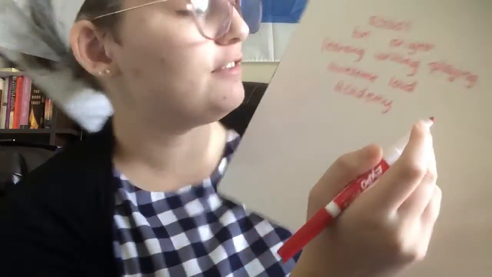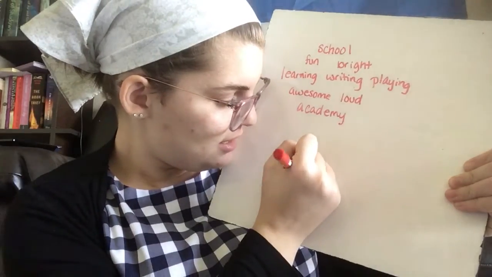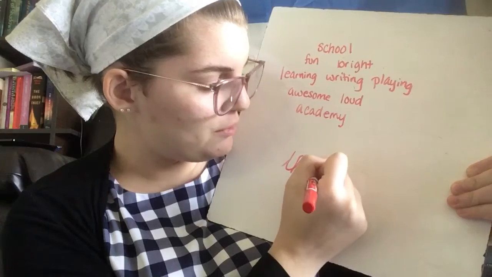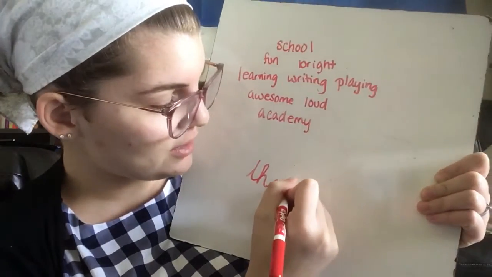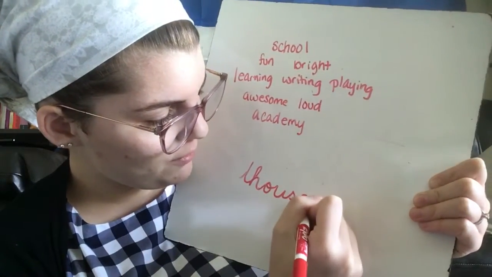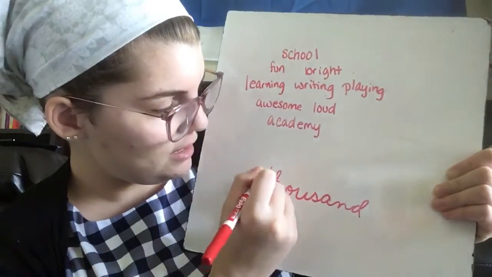Ignore this, we're gonna go over it. So for 1,000, you're gonna start your T, H, O. Remember the top of the U. That's where you're gonna start. So it's gonna be U, S, A. Remember N has 2 humps, and you have your D.